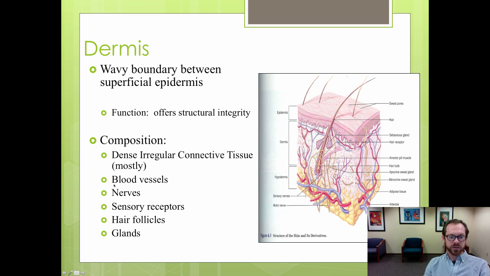In the dermis, we're also going to find blood vessels, so this is where your epidermis is going to get its nutrient supply. We have nerves, all sorts of sensory receptors for light touch and deep touch. We also have hair follicles as well as glands.